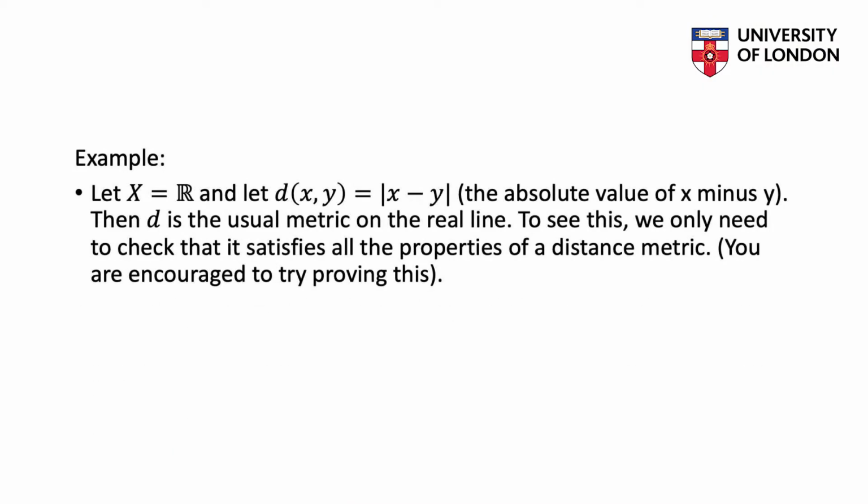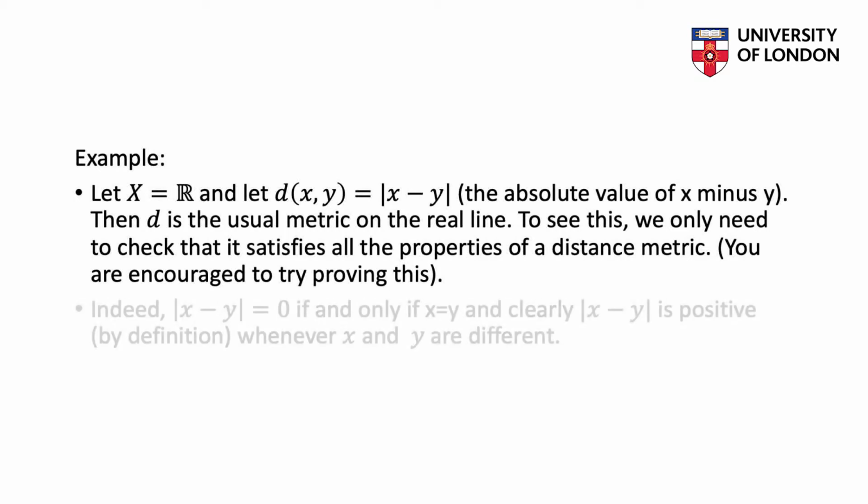Let X be a set, and let our distance metric be defined on our set X by d of x,y given as the modulus of the difference of x and y. So we're looking at the absolute value of x minus y. Then d is the usual metric on the real line. To see this, we only need to check that it satisfies all the properties of a distance metric. You're encouraged to try proving this. In the meantime, let's look at the properties.